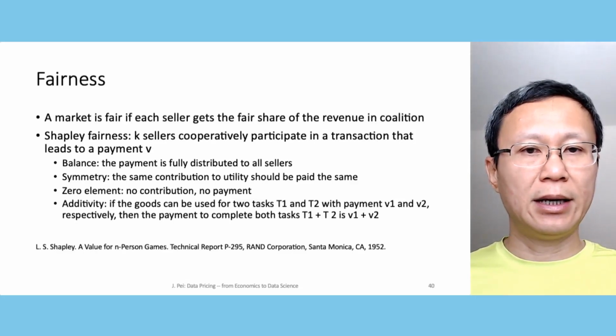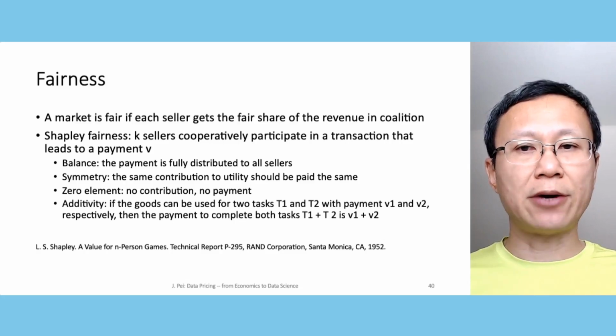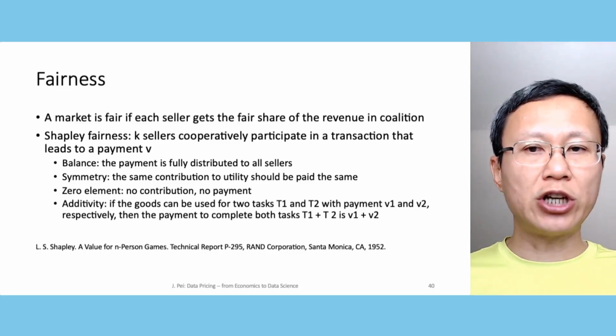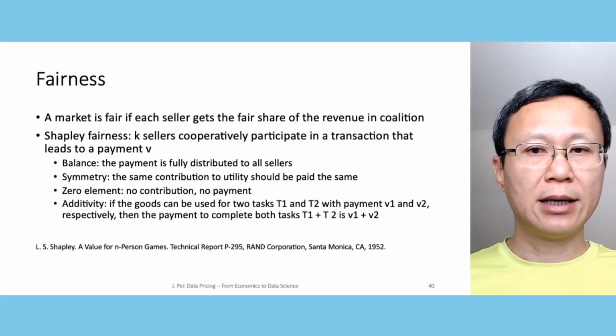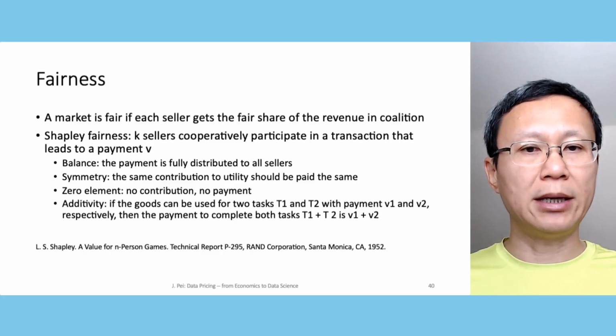Fairness. Essentially, a market is fair if each seller gets the fair share of the revenue in collection. In his seminal article, Shapley lays out the fundamental requirements of fairness in markets. Suppose there are K sellers cooperatively participating in a transaction that leads to a payment of V. There are four basic requirements.